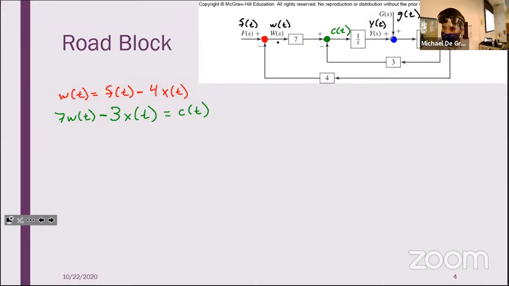Remember, in our time domain, this 1 over s becomes 1 over d. This one also becomes 1 over d. Let's look at this C of t variable that we just made. If I multiply C of t times 1 over d, I get y of s out. What is the function of that 1 over d block? What type of block is that?